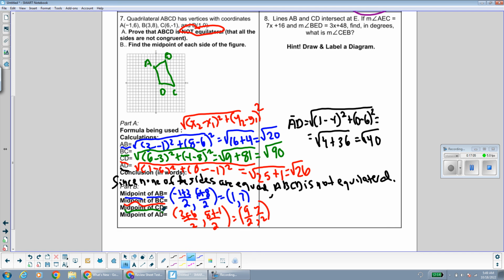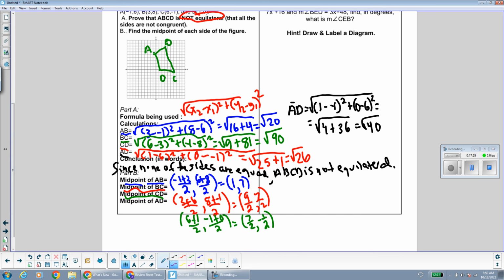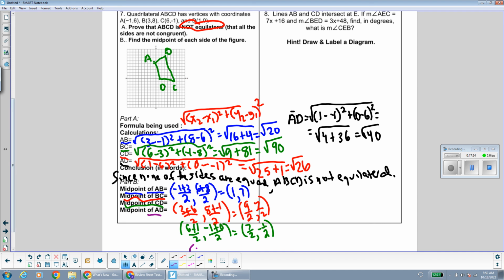CD. So for CD, that is going to be 6 plus 1 over 2, -1 plus 0 over 2. So that is 7 over 2, -1 over 2. And finally, one more midpoint to find. That is the midpoint of AD. So that is going to be -1 plus 6 over 2.